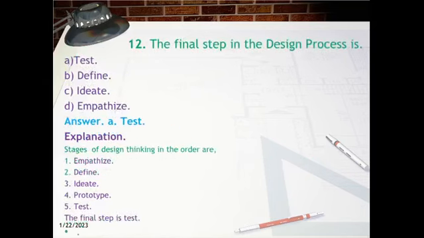12. The final step in the design process is: A. Test, B. Define, C. Ideate, D. Empathize. Answer: A. Test. Explanation: stages of design thinking in the order are 1. Empathize, 2. Define, 3. Ideate, 4. Prototype, 5. Test. The final step is test.